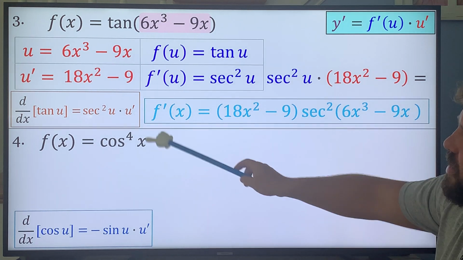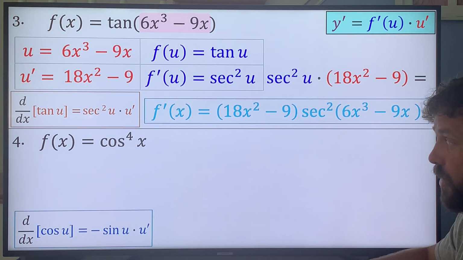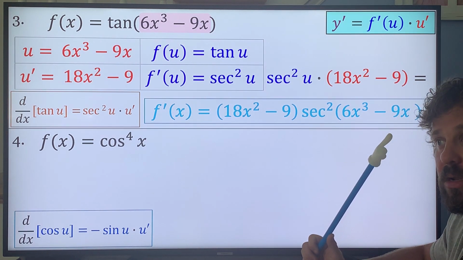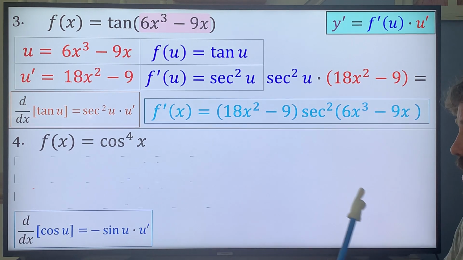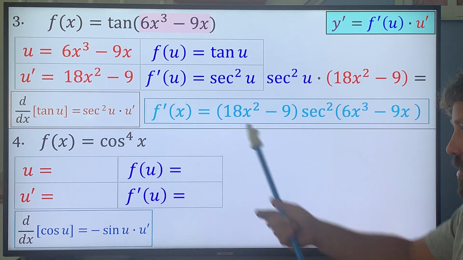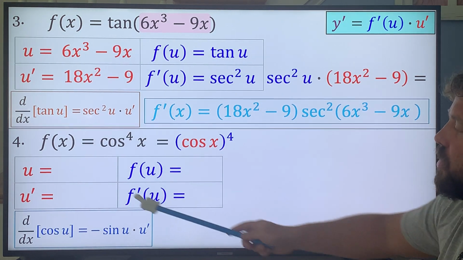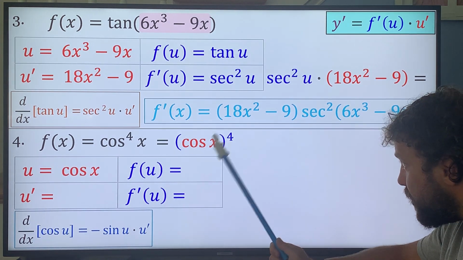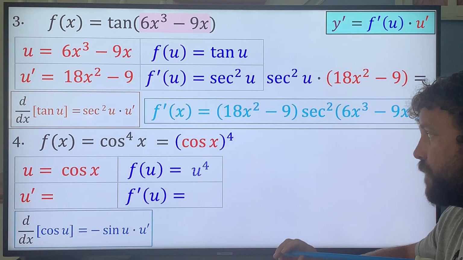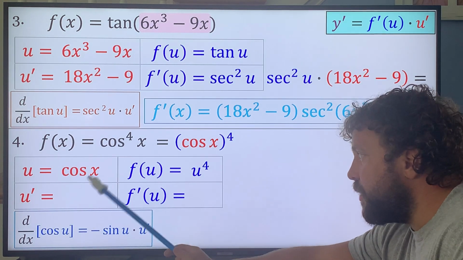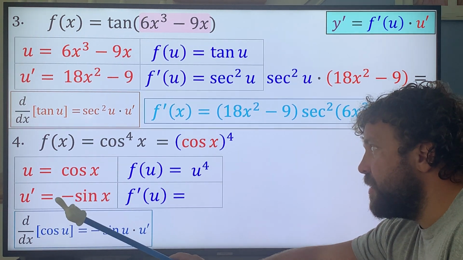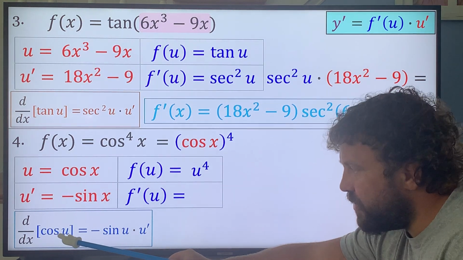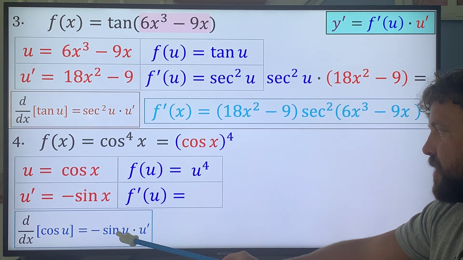Now this one, you got to rewrite this. This is not cosine x to the 4th power, but what this actually is is cosine x, the whole thing, to the 4th power. So our u is cosine x. Our f of u is u to the 4th power. Our u prime, derivative of cosine, is sine. Okay, so we're not really using this formula. What we're really just using is the derivative of cosine x equals negative sine x.